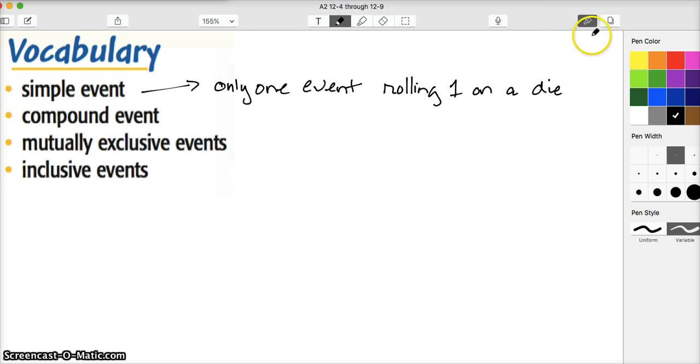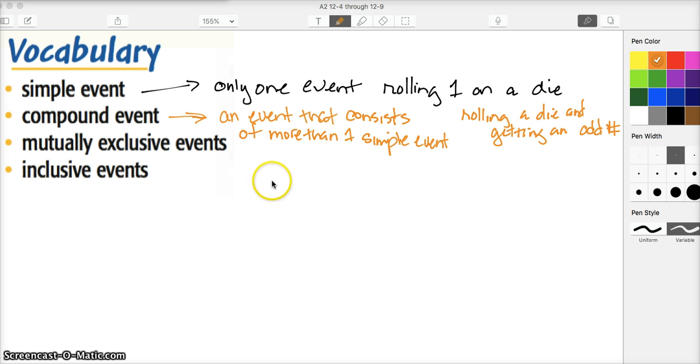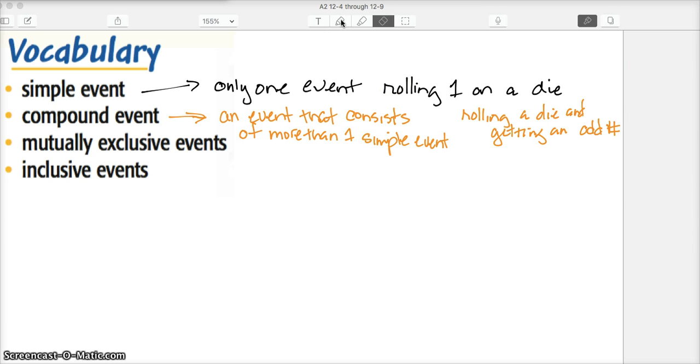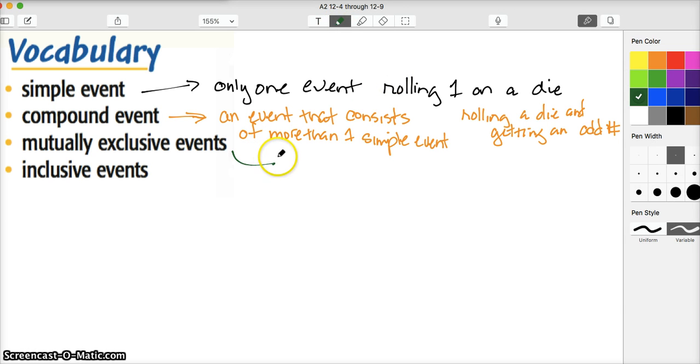So we can also talk about compound events. Compound events are events where one outcome will not be the only possible outcome. So for instance, rolling a die and getting an odd number would be considered a compound event because there's a number of ways that can occur. So when we think of a compound event, it's an event that consists of more than one simple event.